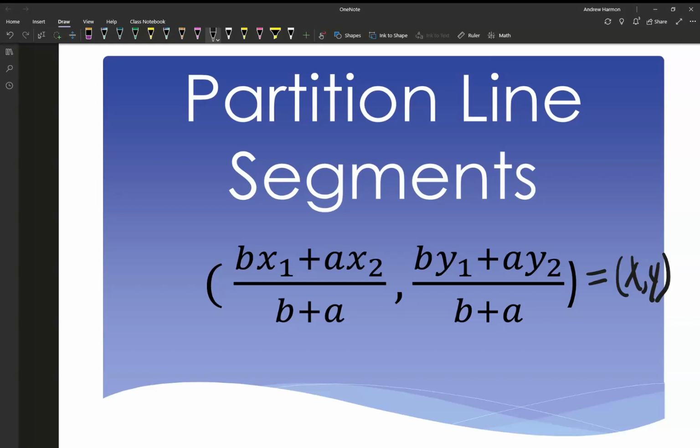Now, the way this formula works is kind of the same way an average works, where you take a certain number of b's and multiply by your x1 value, and a certain number of a's, multiply it by your x2 value. That's going to give us a total number of things, which is b plus a. If you remember, anytime you find an average, you add up the numbers and you divide by the amount of things that you added up, in this case b plus a. And that's going to work the same for our y values. So let's take a look at what this really means in terms of a problem.